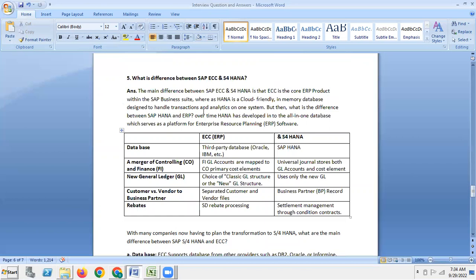What is the difference between SAP ECC and S/4HANA? The main difference between SAP ECC and S/4HANA is that ECC is the core ERP product within the SAP business suite, whereas HANA is a cloud-friendly in-memory database designed to handle transactions and analytics on one system. But then what is the difference between S/4HANA, SAP HANA and ERP? Over time, HANA has developed into the all-in-one database which serves as a platform for enterprise resource planning ERP software.